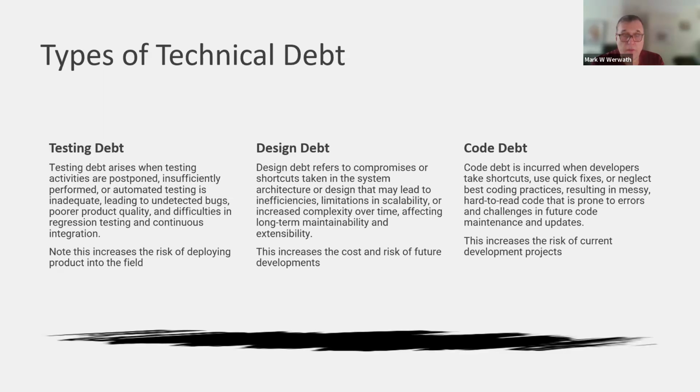Or for the future. Code debt is incurred when developers take shortcuts and use quick fixes or neglect best coding practices, resulting in messy, hard to read code that is prone to errors and challenges in future code maintenance and updates. This increases the risk of current development. So the code debt that you're incurring today is a price you're likely to have to pay in the very short term. Okay, so this is very short-term focused, and in many ways kind of foolhardy to take shortcuts in your code today when you literally will have to pay the price as early as tomorrow.